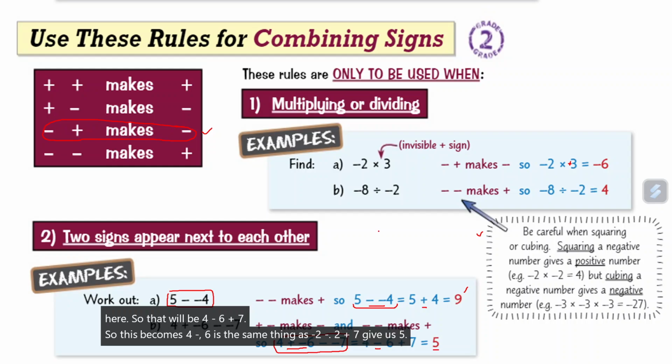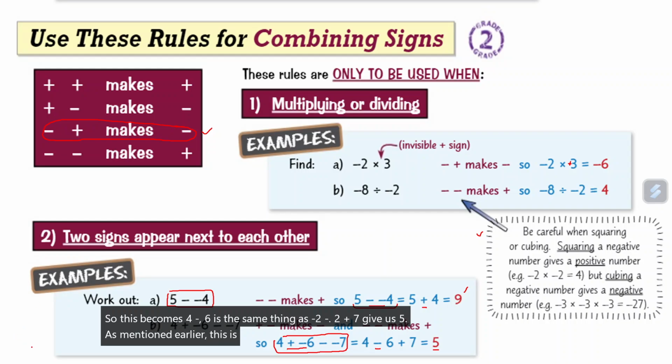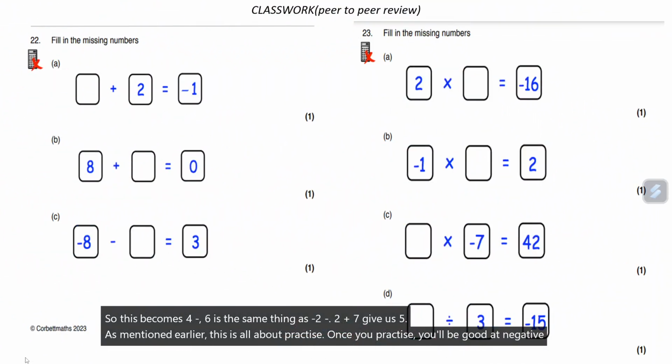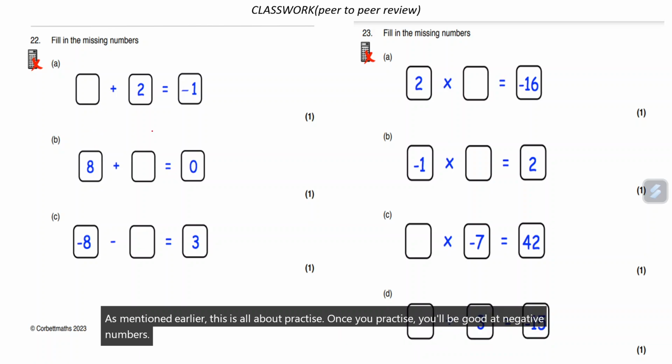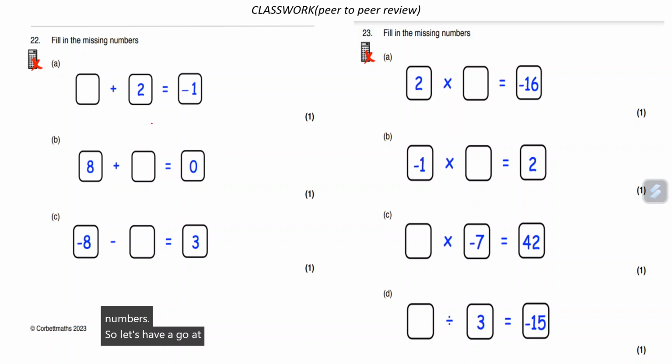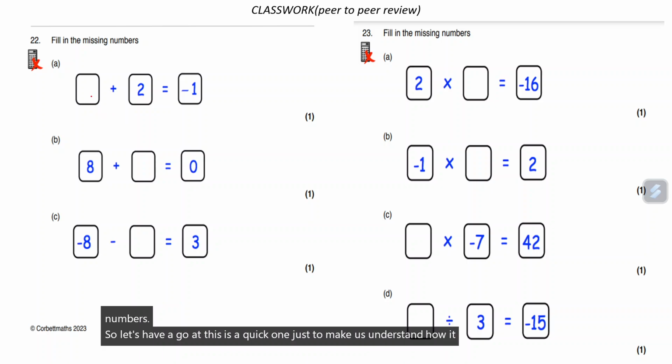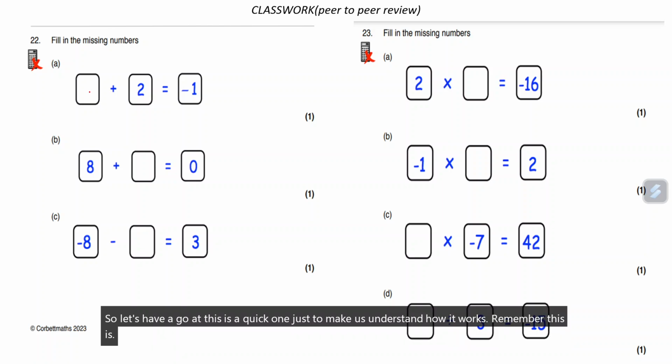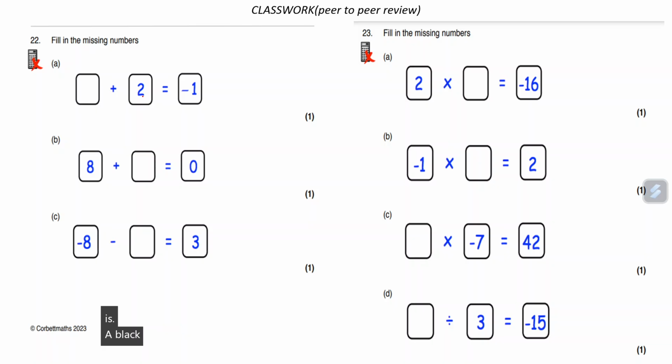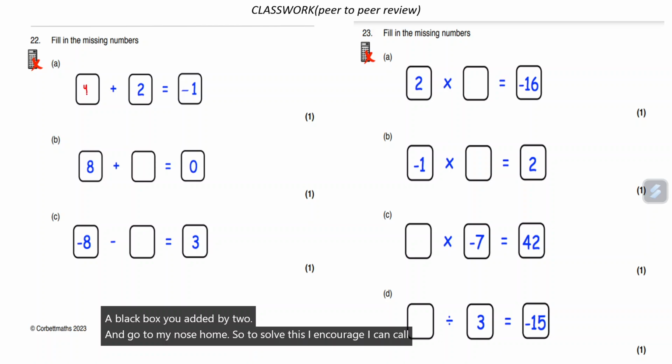As mentioned earlier, this is all about practice. Once you practice, you'll be good at negative numbers. So let's have a go at this. This is a quick one just to make us understand how it works. Remember, this is a blank box. You add it by 2 and got to minus 1. So to solve this, I can call this an alphabet Y.